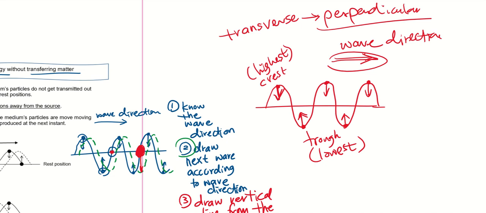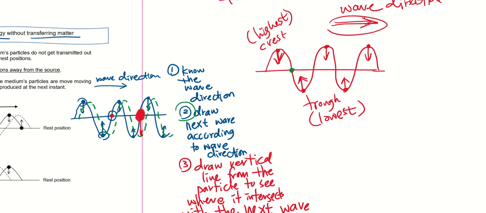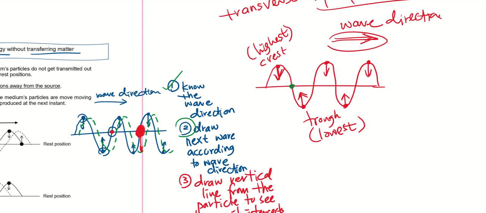But sometimes the question will ask you about, for example, this particle. For this particle, we will not know at one glance whether it is going up or down. So there's a certain technique. The steps are listed here. Number one, know the wave direction. In this case, our wave direction is going to the right, left to right.